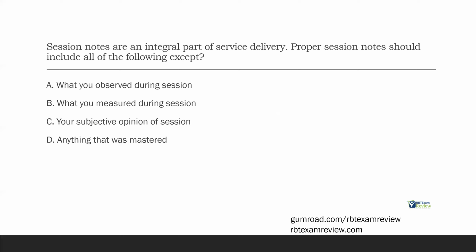What about C? Your subjective opinion of session. Do we want your subjective opinion? What is subjective opinion? That is what you think happened from your perspective, okay? Not what you observed, but how you felt about it, right? Your interpretation. It's not really what we're looking for in session notes, okay? Subjectivity has no place in session notes. We don't want to hear about why I felt, or I thought, or I feel, okay? That's for conversations with your supervisor. Session notes should be very straightforward, very objective. So C is a very good answer.